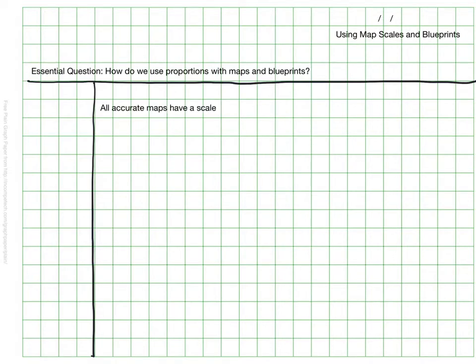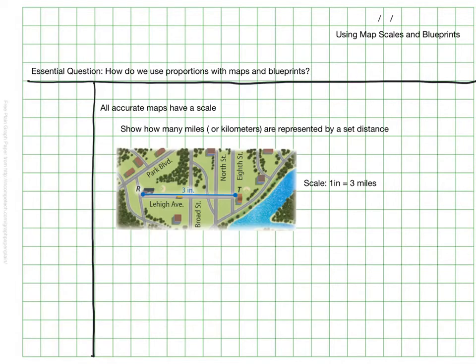All maps that we use should have some sort of scale on them. And that scale shows how many miles, or sometimes kilometers or feet, are represented by a set distance on the map itself. Take a look at the example on the page here.